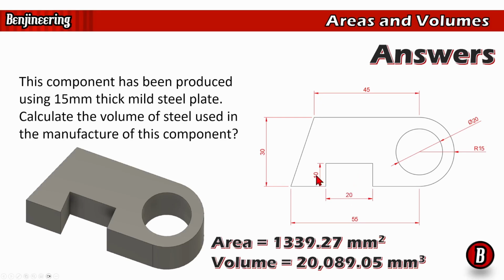Okay, this one's really easy. 10 multiplied by 20, which is 200. So I took that off. And then I did pi r squared for this circle here and took that off. Now, the thing that can catch you out here is it's giving you a diameter, but you want the radius. So the radius in this case is 10. So I did pi multiplied by 10 squared, and then took that away from my area. And then the last thing I did to work out the volume is once I had an area for this shape here, I just multiplied it by the 15 millimeters to get the volume of the shape.